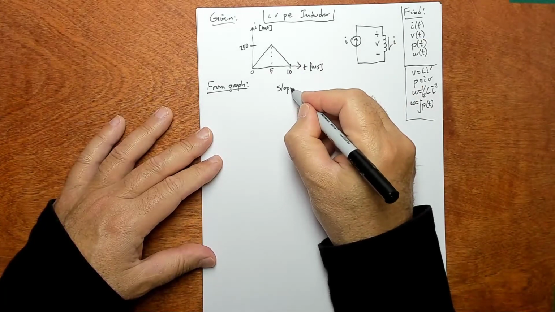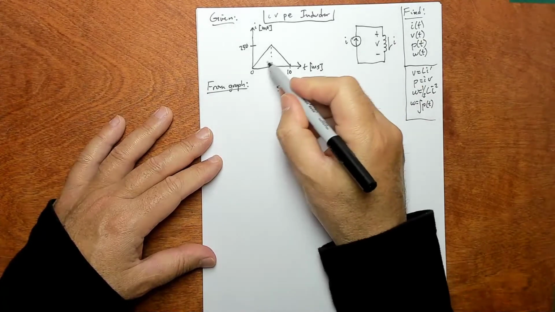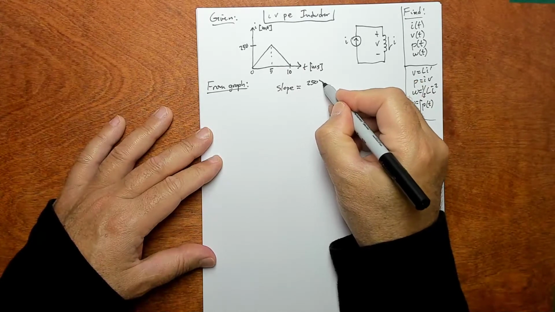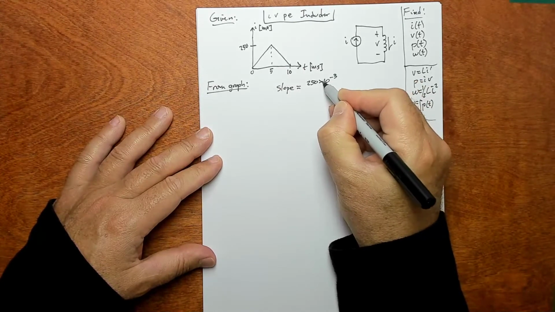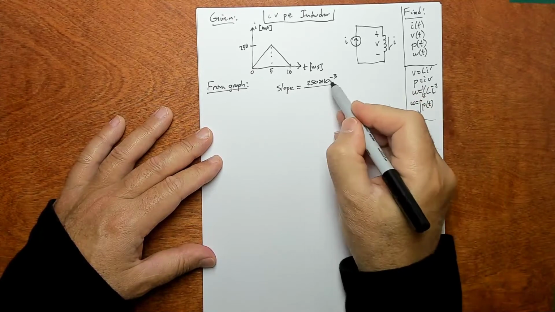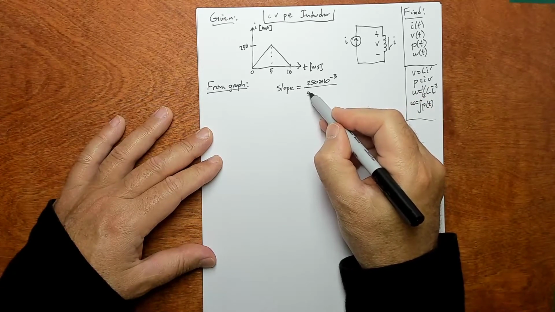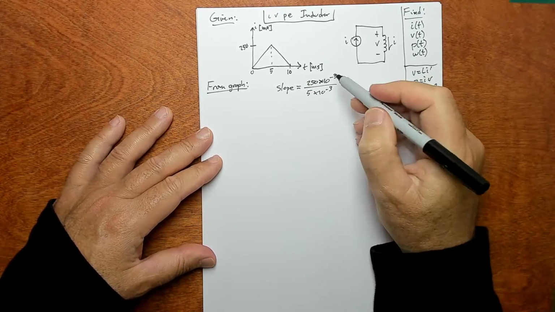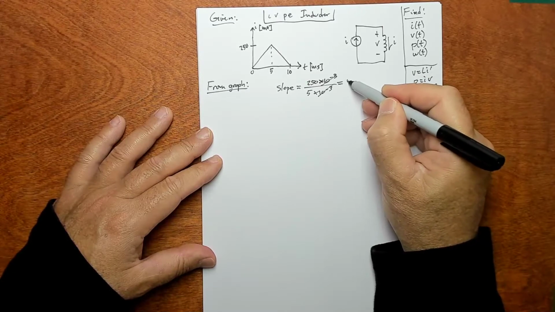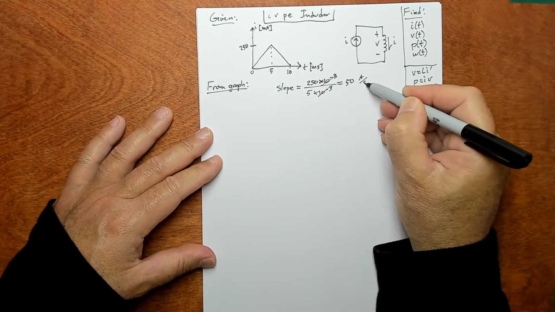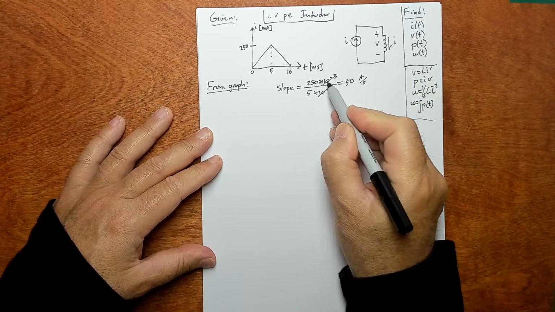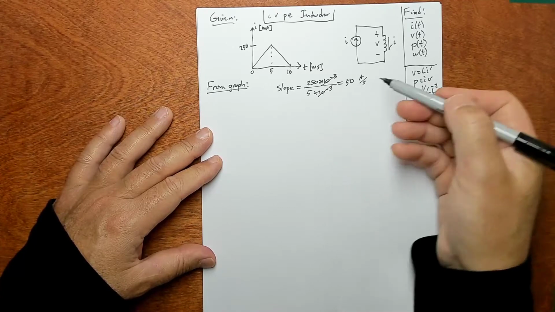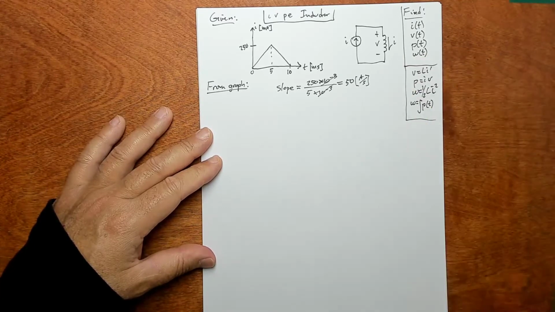So the slope of this guy is the rise over the run, and it's rising 250 times 10 to the minus 3, 250 milliamps. It's rising over this interval right here, over 5 times 10 to the minus 3 seconds. These cancel, and you get 50, and the base units are amps and seconds, because 250 times 10 to the minus 3 is amps, and 5 times 10 to the minus 3 is seconds. So the final unit of the slope is amps per second. It's base units.